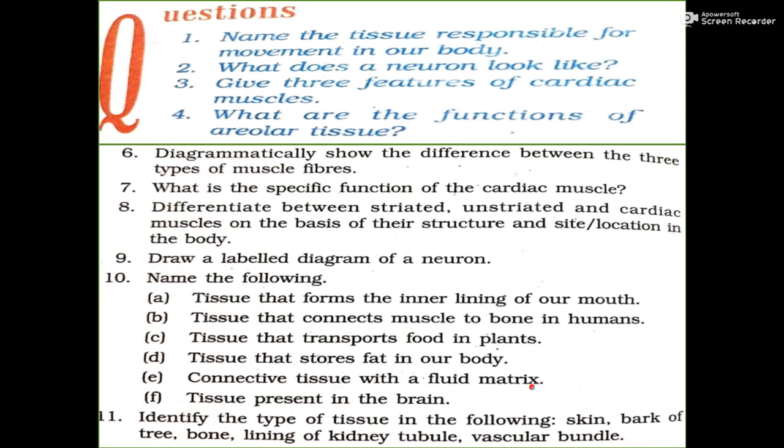Connective tissue with a fluid matrix: it is blood or it may be lymph. Tissue present in the brain: it is nervous tissue. Now identify the type of tissue in the following: skin, stratified squamous epithelium. Bark of tree, it is cork. Bone, it is supportive tissue. Lining of kidney tubules, it is cuboidal tissue. Vascular bundle, it is xylem and phloem. So this is the exercise.